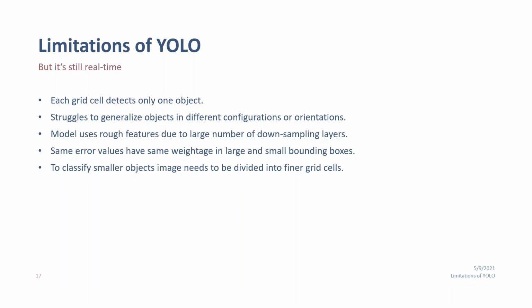And the last one I would like to say is that to classify smaller objects, the image needs to be divided into finer grid cells again. So you might divide into 19 cross 19 or even more.